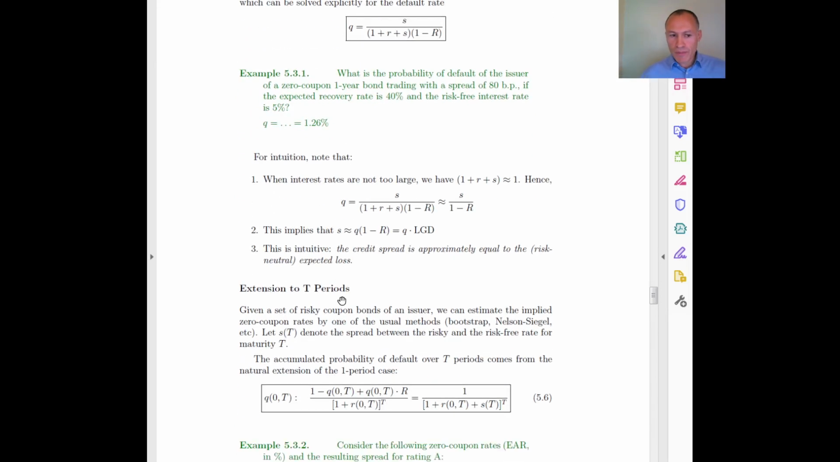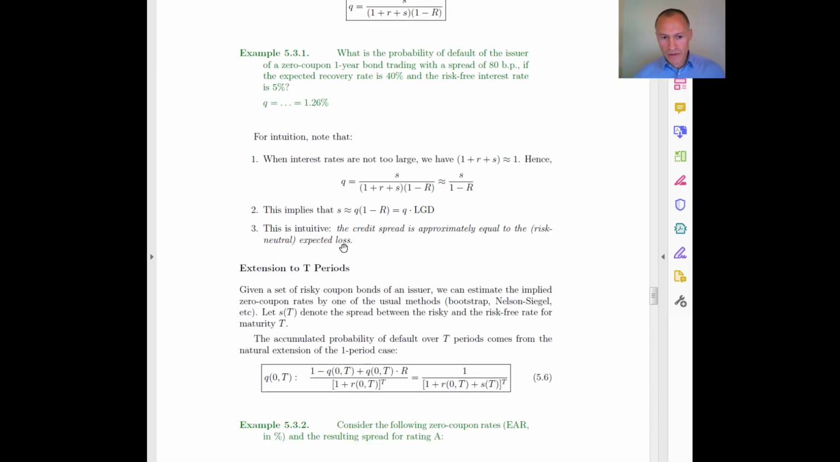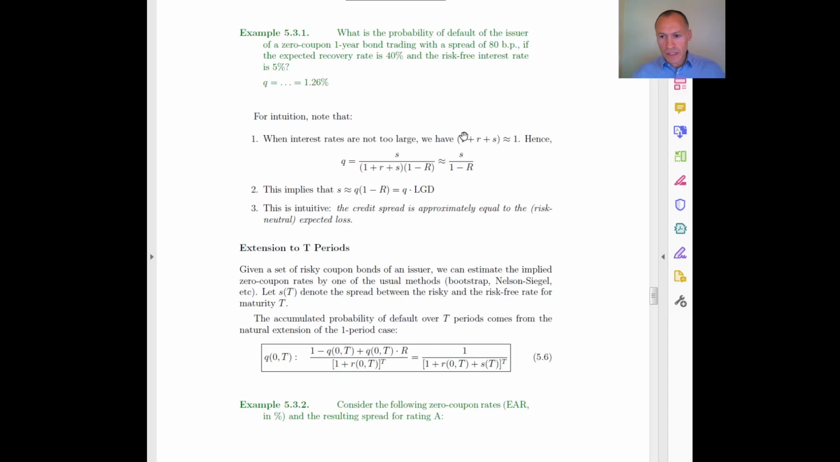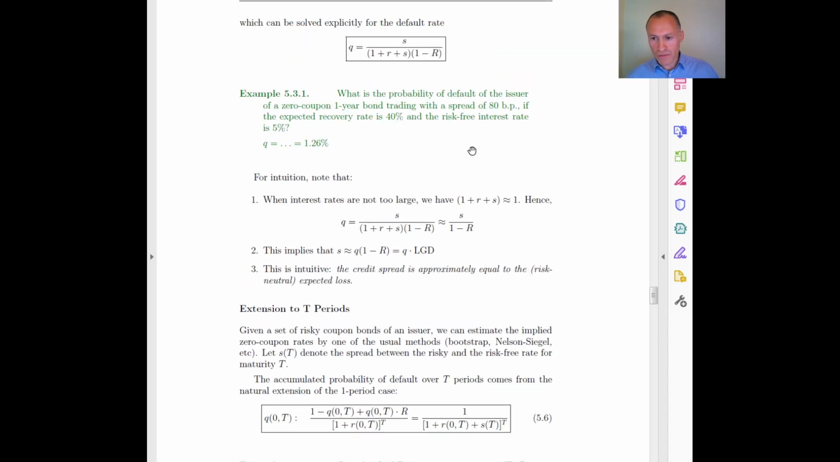Just a side remark before moving on, but that is very important for intuition. Let's say that interest rates are small, so the denominator is approximately 1. So I can write this whole thing, ignoring that part, as just ds and 1 minus r, which means that the spread is equal to q times 1 minus r, and 1 minus the recovery rate is what we call the loss given default.